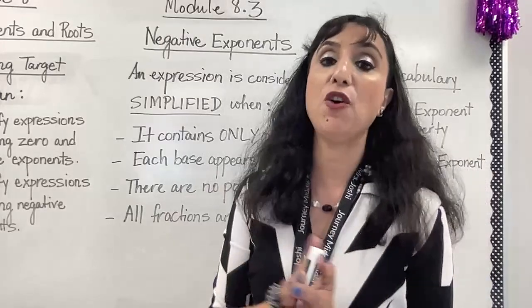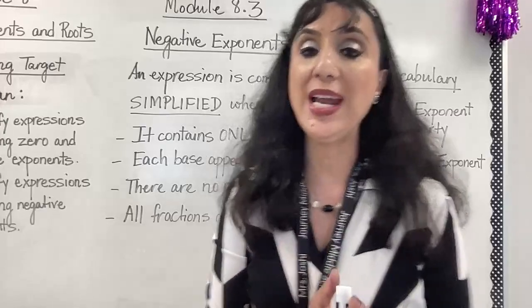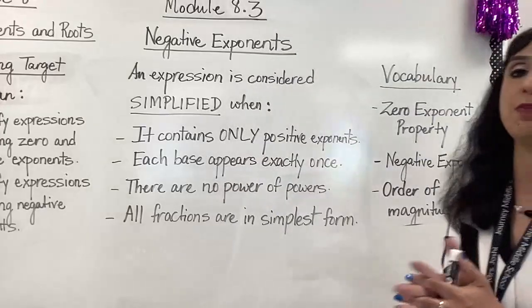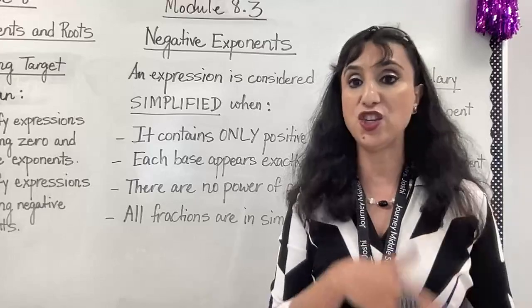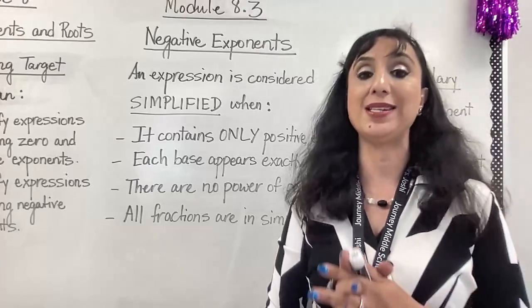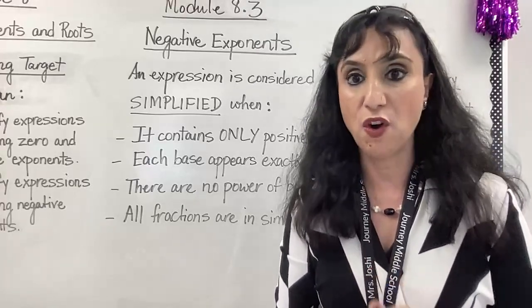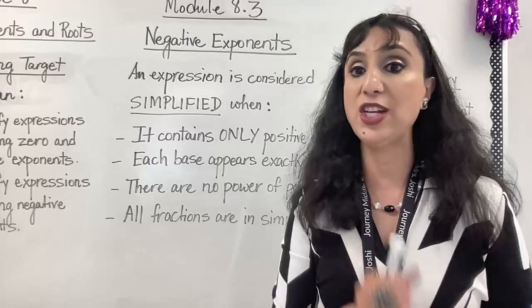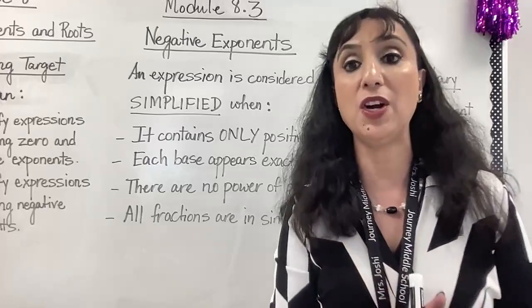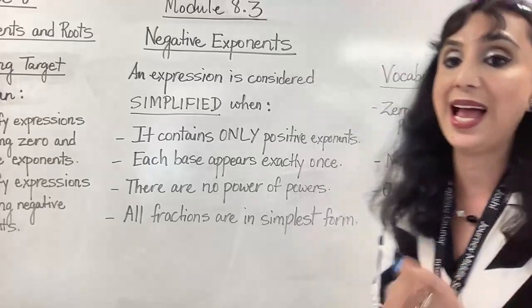So first and foremost, it should only contain positive exponents. No negative exponents in there. It has to all be changed to positive exponents for it to be considered in simplest form. The base should not be appearing more than once. So each base should appear exactly once.